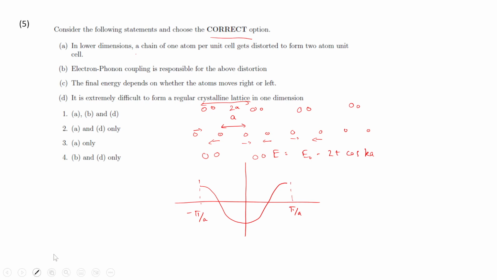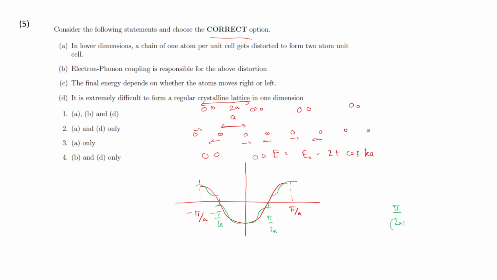So the edge of the Brillouin zone would be pi over 2a, because now 2a is the periodicity. So here you will get pi over 2a and minus pi over 2a. Here you will see a breaking. So now you see the energy levels here actually decreased than the earlier energy levels.